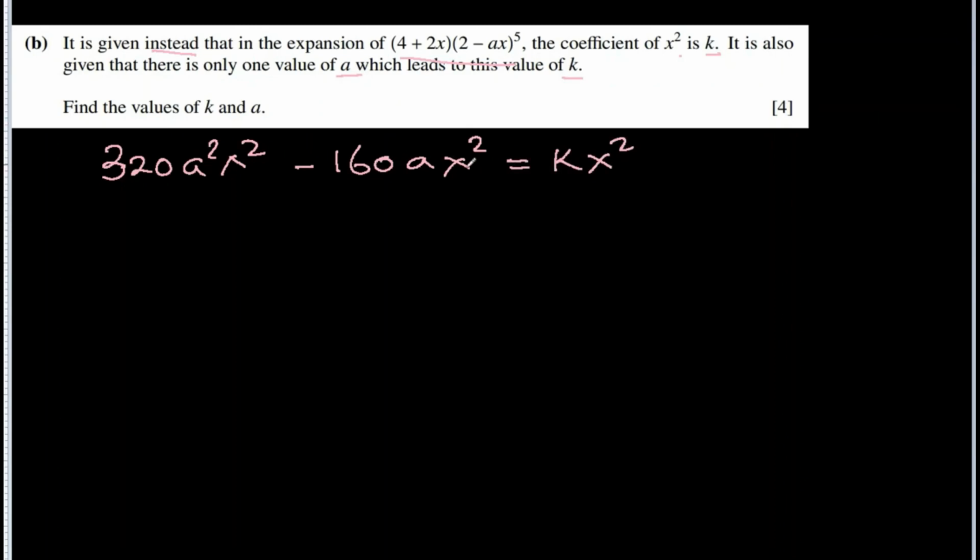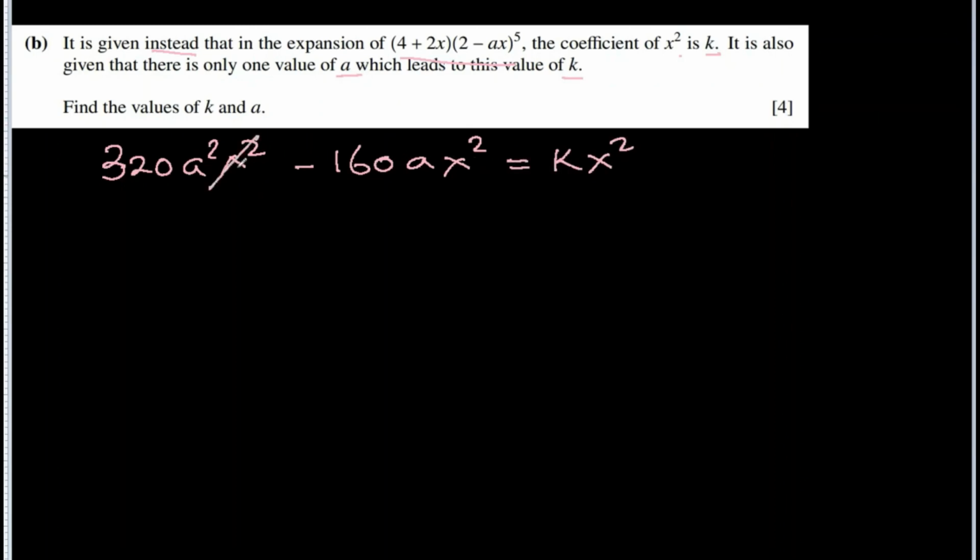Part B of the same question says it is given instead that in the expansion of the same expression the coefficient of x square is k. It is also given that only one value of a is there and it leads to k. Find the value of k and a. So you may remember in the last part we arrived at this one, 320 a square x square was one coefficient and minus 160 a x square was the second coefficient, and they are saying now that this is equal to k x square, not minus 15 like the previous part.